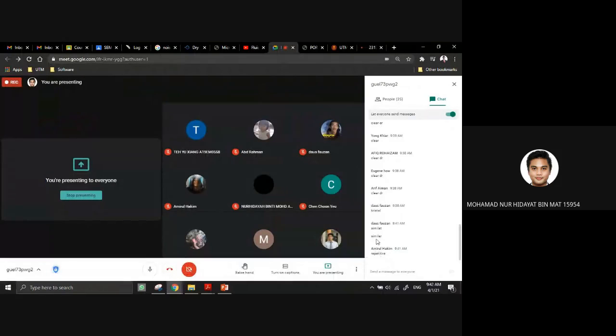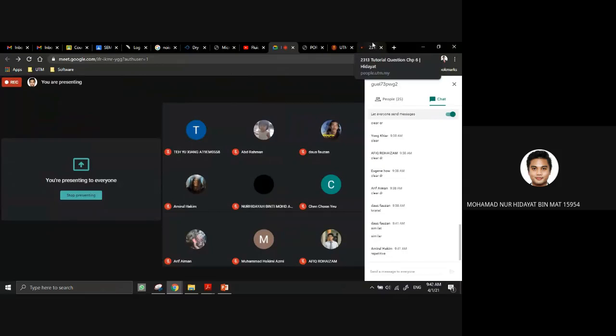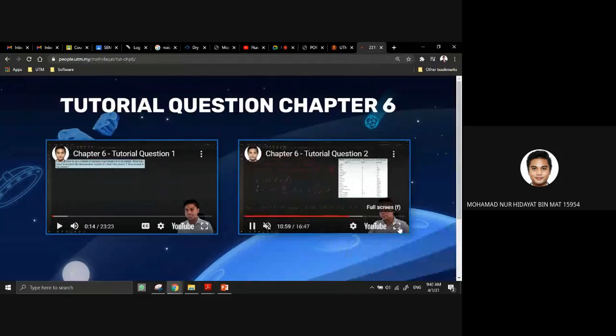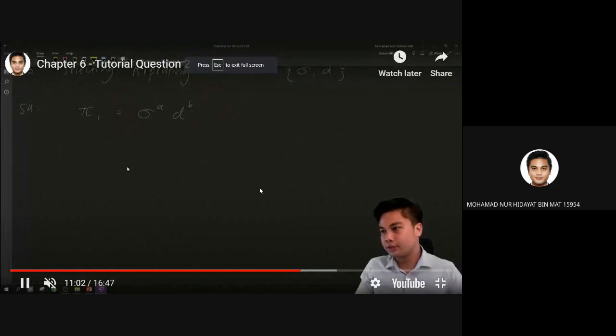Something that is repetitive is a repeating variable. So step number 4, we form the pi term number 1. We write pi 1 equal to sigma, which is a repeating variable, sigma to the power of A, diameter to the power of B, and we multiply with the rise of the capillary tube, which is H. Remember that we must multiply with the dependent variable. Our dependent variable is H.